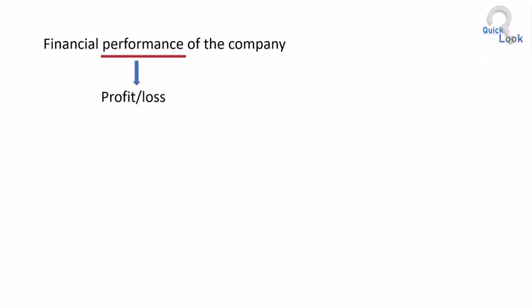Let's now talk about the financial performance of the company. When we say performance, we mean whether the business has been profitable or not. An income statement gives an insight of the operations of the company and the profit or loss made over a period of time. I repeat, over a period of time. It may be quarterly, half yearly, or annually.